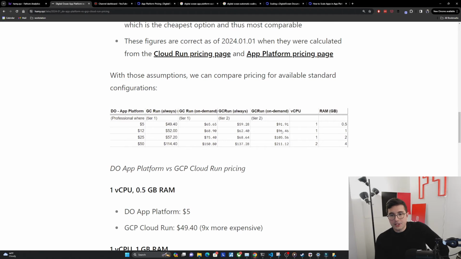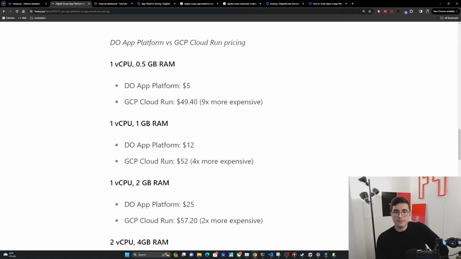All the calculations are here, but I pulled out the big ones that we're comparing. The first is for 1 vCPU and half a gigabyte of RAM. DO is going to cost you about $5. This is on the basic tier because there is no professional here. And for GCP Cloud Run, this is going to cost you about $50, which is about 9 times more expensive for the same amount of server, if you will.